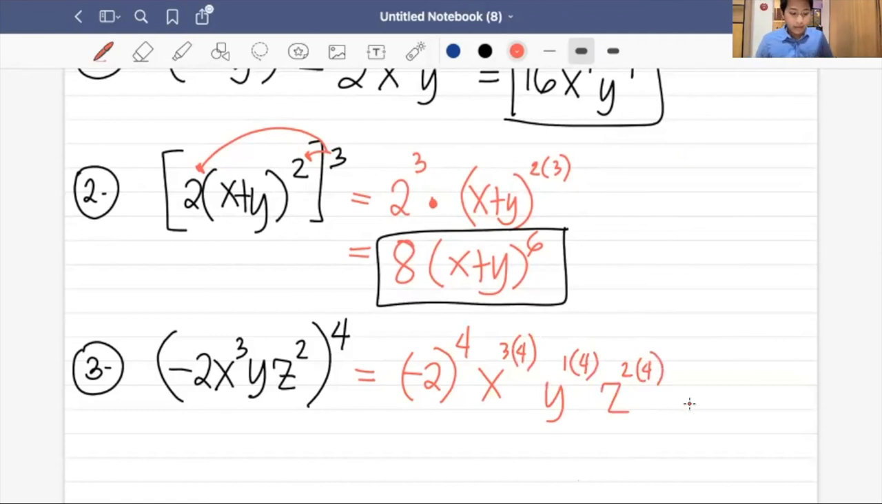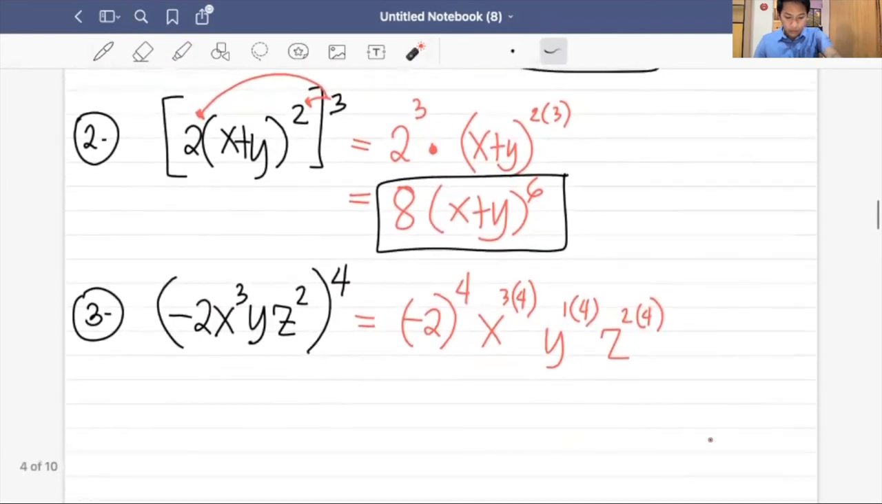Can you follow, class? I have just distributed the 4 to all the constants and bases here, numerical coefficient rather. So negative 2 is being raised to 4. X cubed, I multiply it by 4. And then y to the first power times 4. Z squared, 2 times 4, that is equal to 8. So after you distributed, you applied the power of the product rule, we are going to simplify.